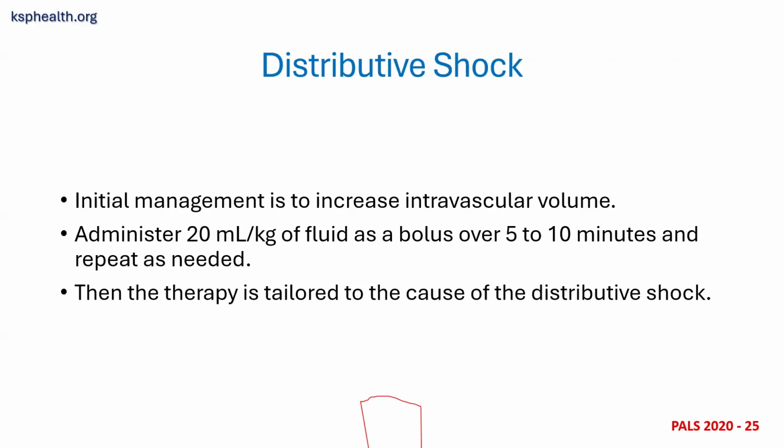How to deal with distributive shock? Initial management is to increase intravascular volume. If you look at distributive shock, all of them will have low preload. The dose you give is 20 per kilo of fluid over 5 to 10 minutes and repeat as needed. Then therapy is tailored to the cause of the distributive shock.